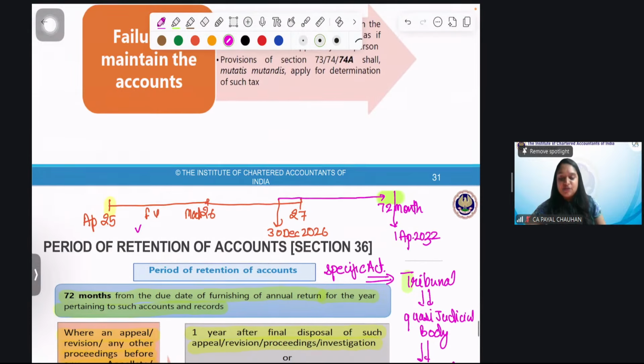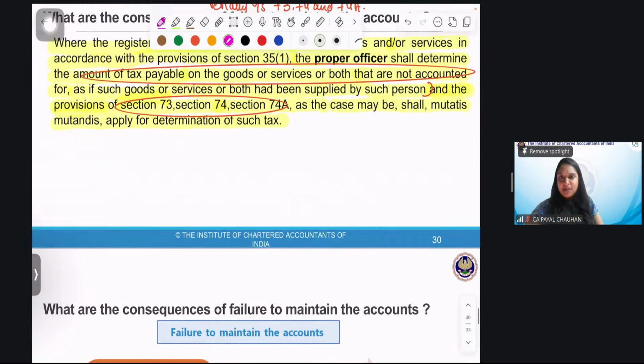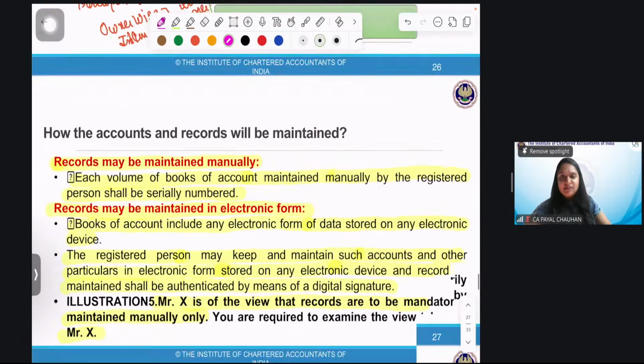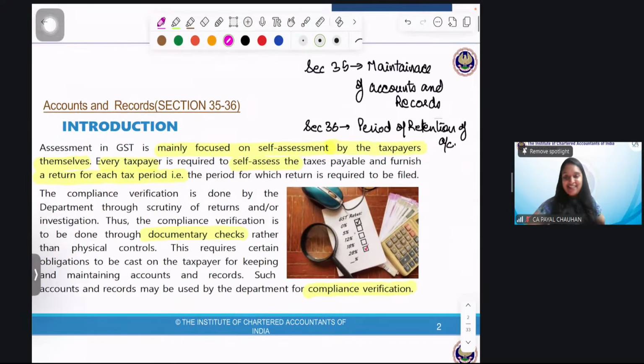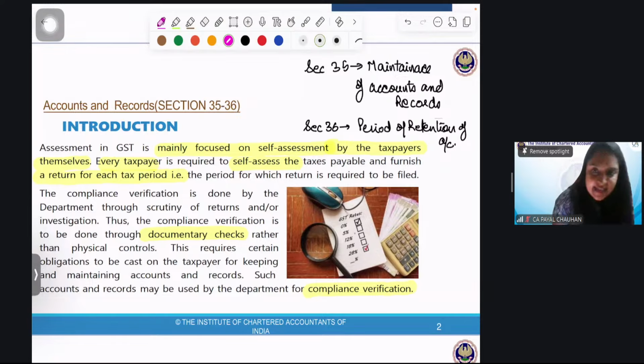Okay, now we'll revise. Everyone ready? Shall we start? Perfect. Okay, my first question. GST is based on self-assessment tax. True or false? It's true. It is based on self-assessment tax.